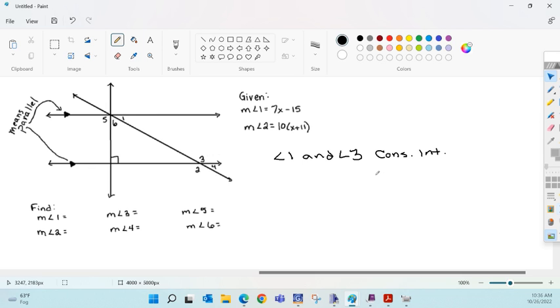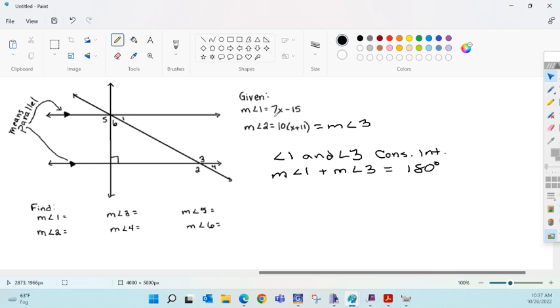So what does that mean about them? Consecutive interior angles are supplementary. And what does supplementary mean? They add up to 180. So that means if I take angle 1 plus angle 3, I get 180. But I don't know about angle 3, except I know about angle 2. How are angle 2 and angle 3 related? Vertical, which makes them congruent. So they're the same, and this is also the measurement of angle 3.